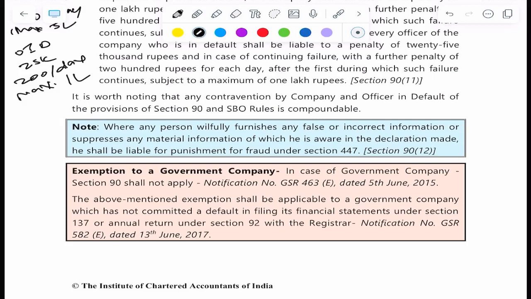Note: where any person willfully furnishes any false or incorrect information or suppresses any material information of which he is aware in the declaration made, he shall be liable for punishment for fraud under Section 447. Section 90(12).